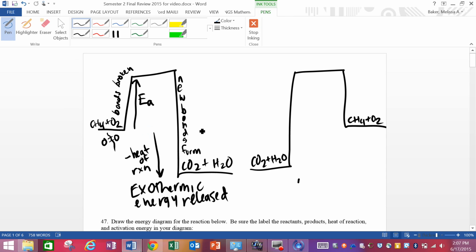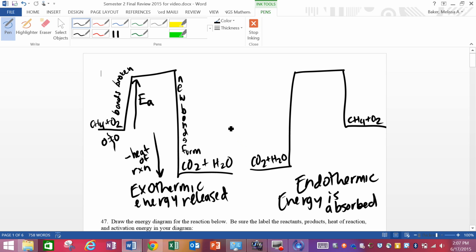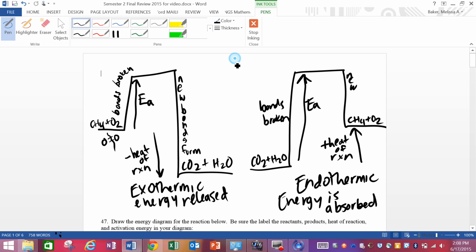Okay, then we've got the opposite. This side we've got an endothermic reaction. Overall, energy is absorbed. So check this out. This is the energy of activation for the reverse reaction. It's a lot bigger. Okay, and that makes sense because it'd be pretty hard to get carbon dioxide and water to turn back into methane and oxygen. And the heat of reaction would be positive. And it's the same here. Bonds are being broken up here, and new bonds are being formed here.